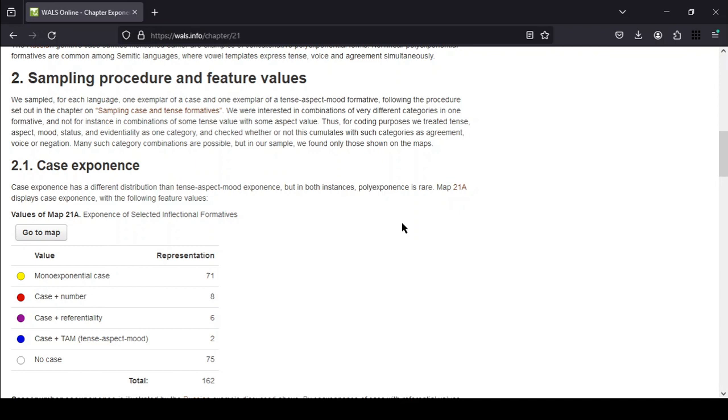We were interested in combinations of very different categories in one formative, and not, for instance, in combinations of some tense value with some aspect value. Oh, that makes sense.